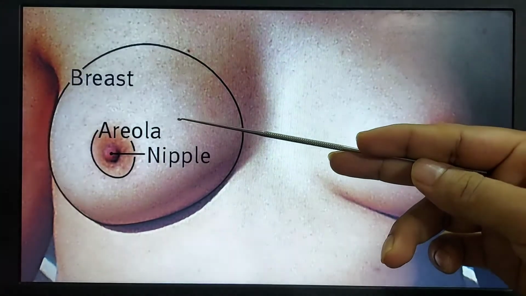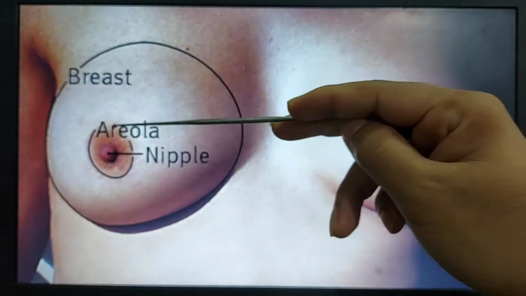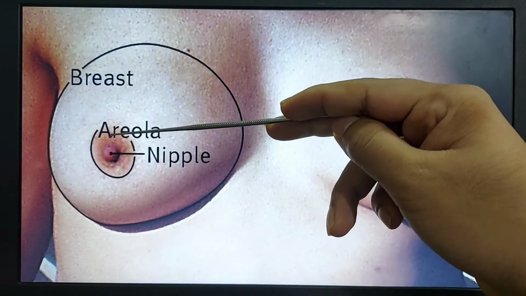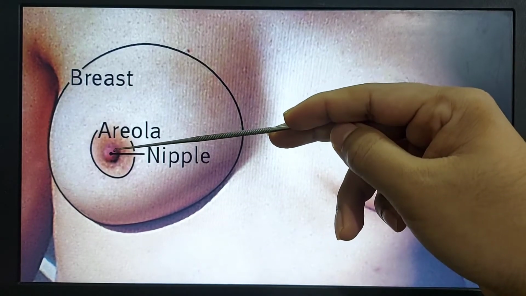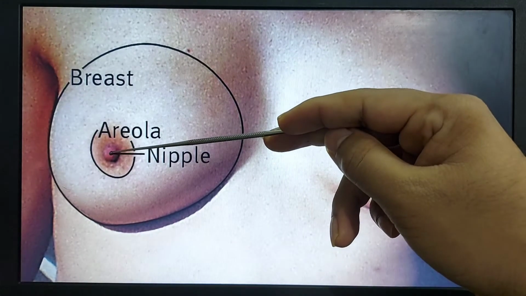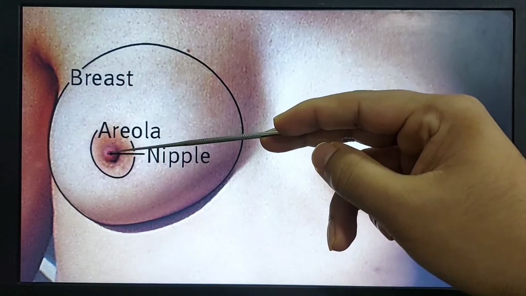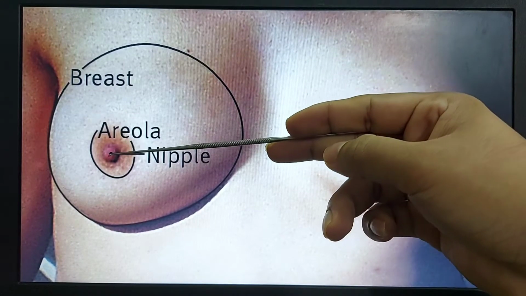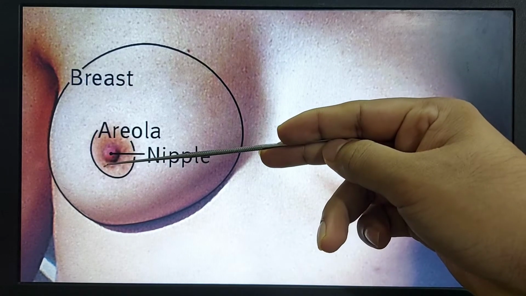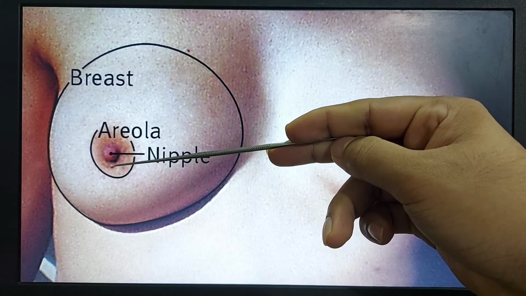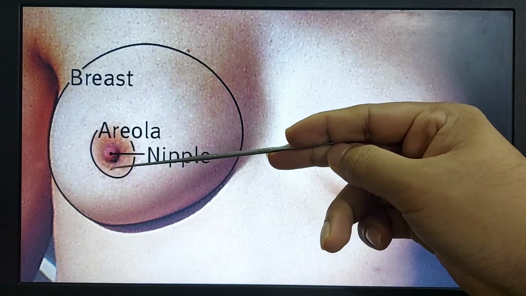The breast is situated in the pectoral region, and it has a part that is darker in color, known as the areola. In the center of the areola there is a projected part known as the nipple, and in the nipple there are 15 to 20 openings of the lactiferous ducts. Between the outer border of the areola and the nipple there are some projected parts. These projected parts become prominent during pregnancy and lactation. They are known as the Montgomery tubercles.